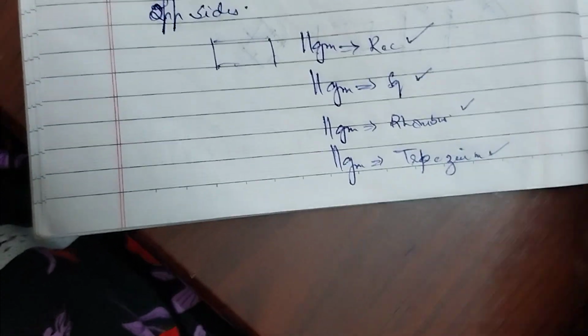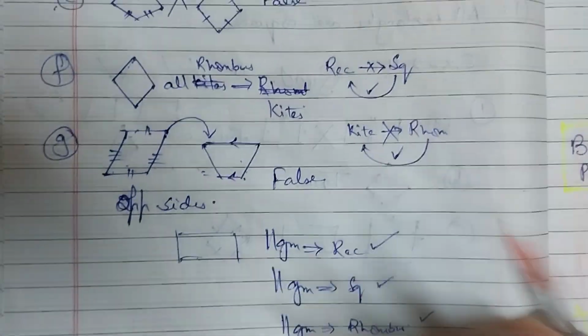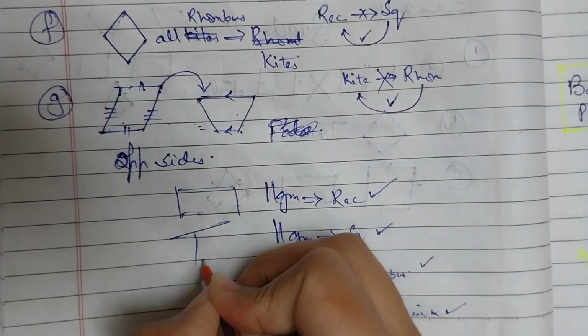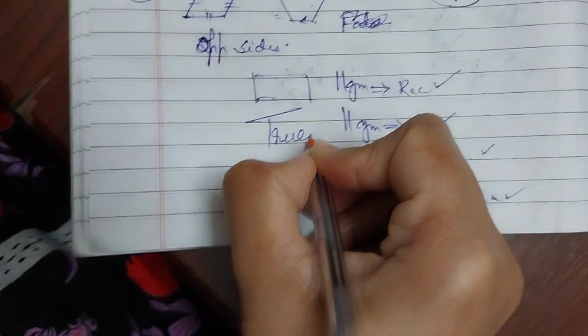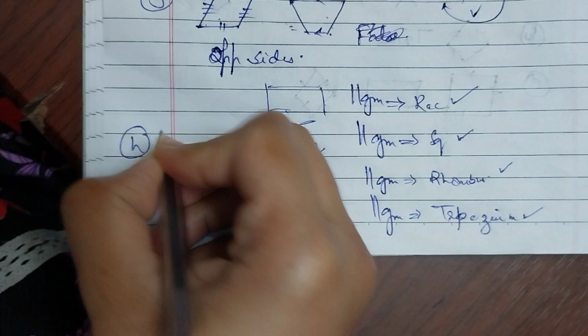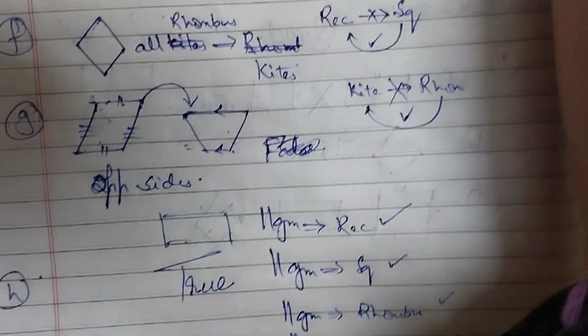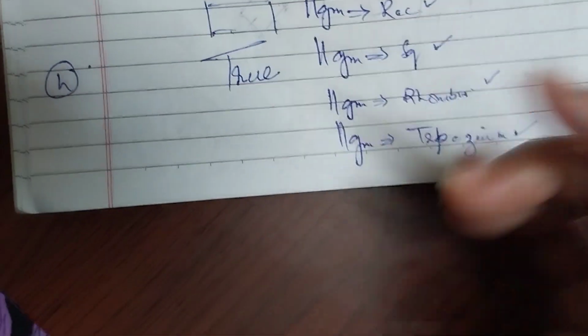It can be a trapezium as well. Okay, my mistake was here that I considered it should not be, but it is true. The answer for this one is true. After this, we have the last one for the true and false, which states that all squares are trapezium.